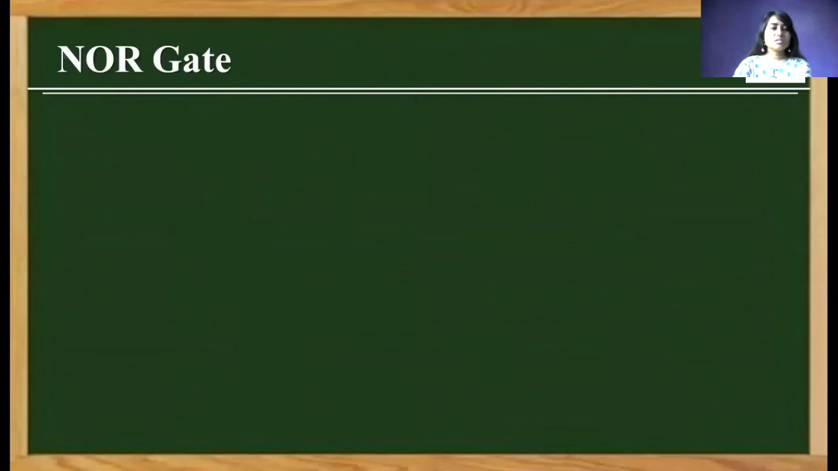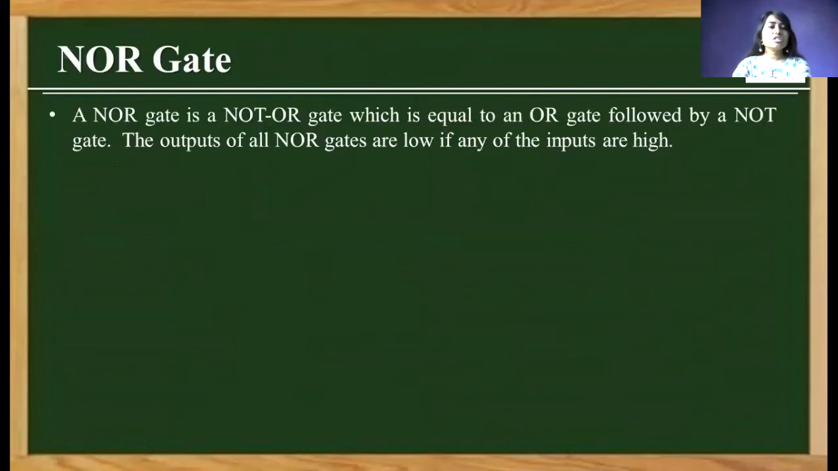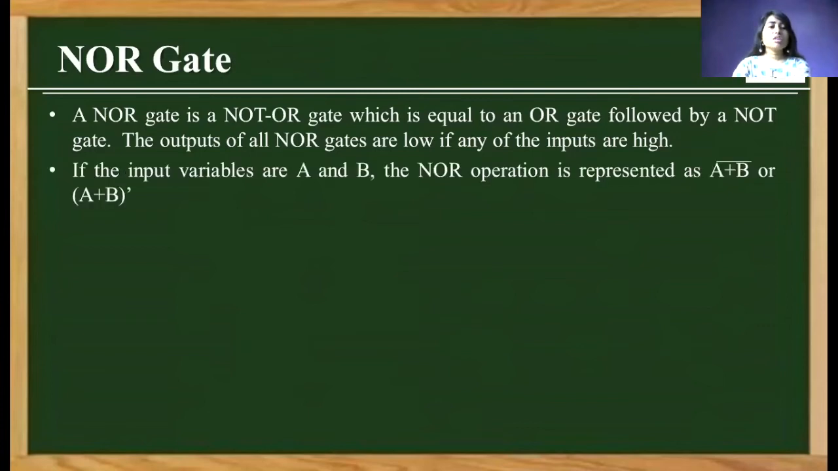Next, NOR gate. A NOR gate is a NOT plus OR gate, which is equal to an OR gate followed by a NOT gate. The output of a NOR gate is low if any of the inputs are high. This is exactly opposite of an OR gate. If the input variables are A and B, the NOR operation is represented as A plus B whole bar, or A plus B whole dash. Here is the graphical representation of NOR operation.